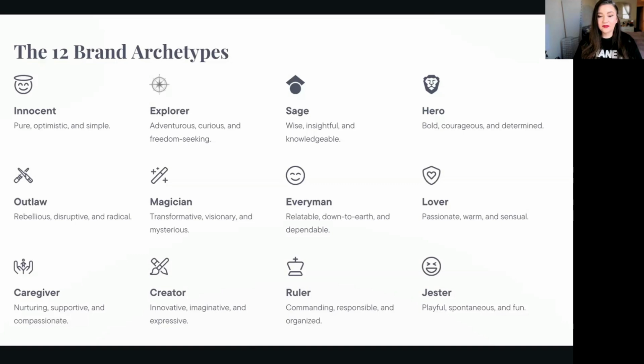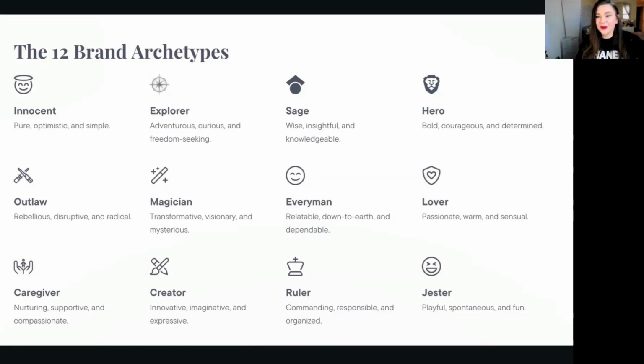Outlaw: rebellious, disruptive, and radical. I feel like the prime example of that is Harley Davidson, right? We are motorcycles, we are anti-establishment, so we are the outlaws. The magician: transformative, visionary, and mysterious. I think we can look at OpenAI and ChatGPT and go, we're transformative, we're visionary, we're looking toward the future. The everyman is relatable, down to earth, and dependable. That's something you might think of when you think of your local grocery store, right? Something where everyone is welcome here. We're just like you, come on in. The lover: passionate, warm, and sensual. Where's Juliet when you need her?